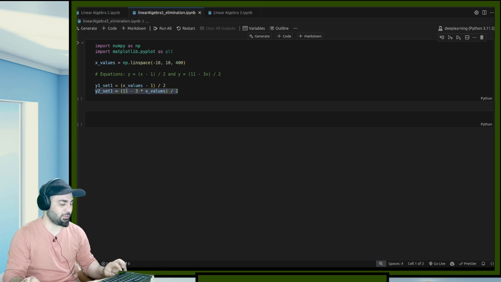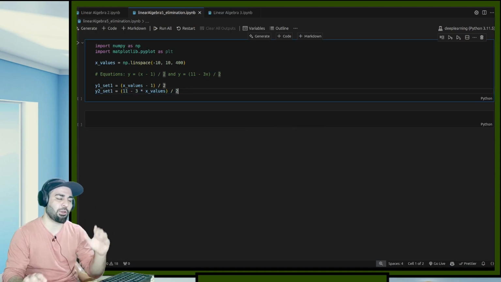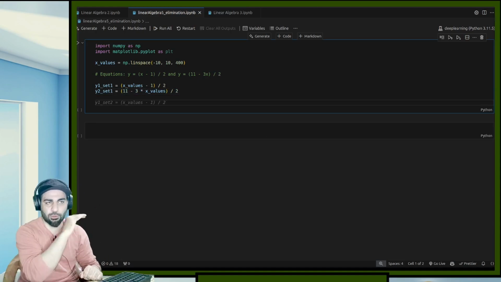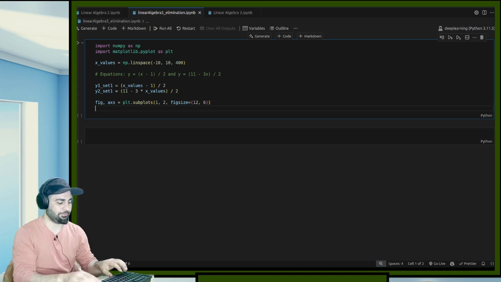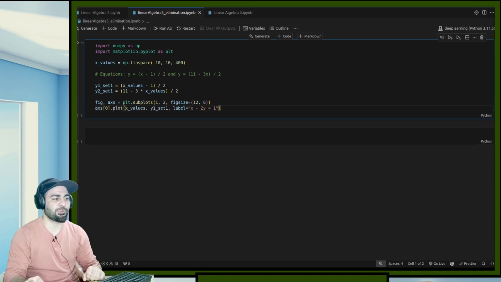If I want to plot it, let's create two figures. In the first plot, I'll plot the row picture, and then in the second, I'll plot the column picture. That's why I'm saying 1 by 2 and give me two axes, and this is the size. What I'll do is I'll first plot this. Ax is 0, plot this. This is my ax of 0, plot x values and set 1, and then I'll plot the second.